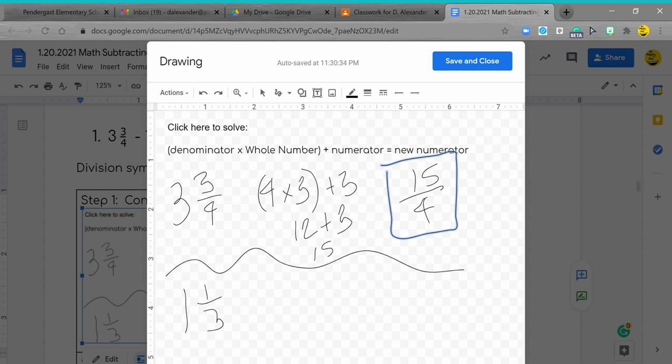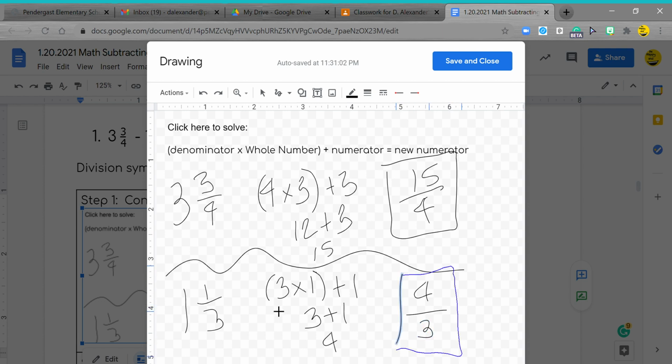So let's do the same thing with our 1 1/3. I take my denominator, multiply it by my whole number, and then I add my numerator. So I go 3 times 1, yes, is 3, plus 1, yes, is 4. So I'm going to take my 4 and I'm going to put it over my denominator. Remember, it doesn't change. And here is this. 1 1/3 is the exact same as 4/3. It's just a mixed number versus an improper fraction.